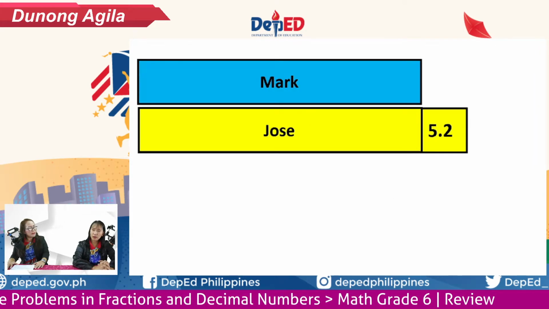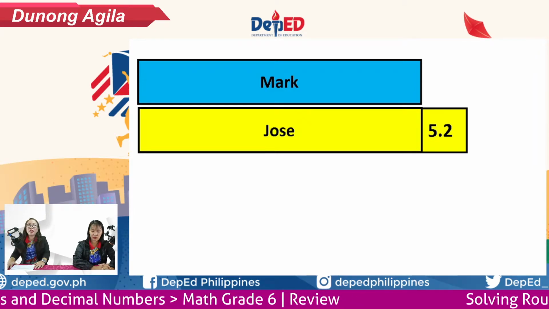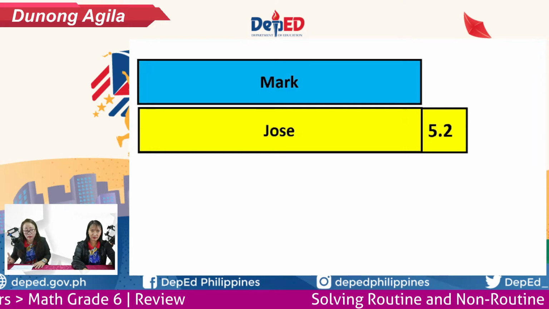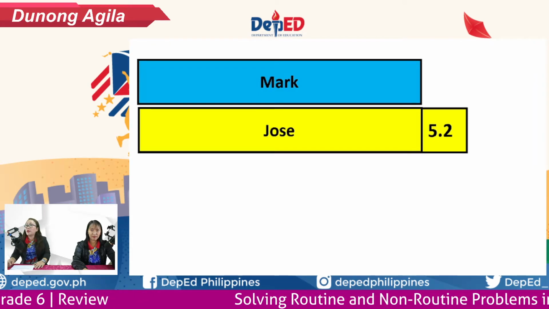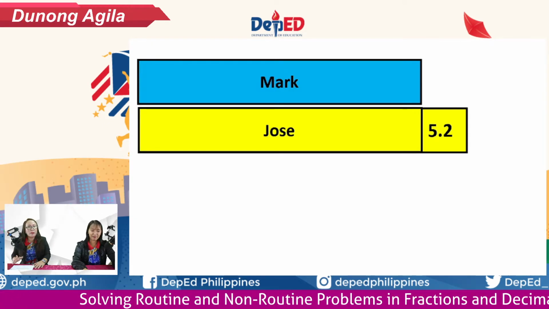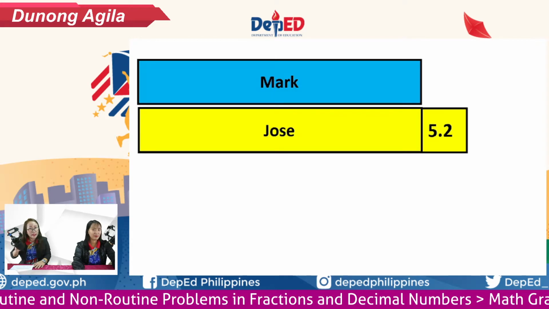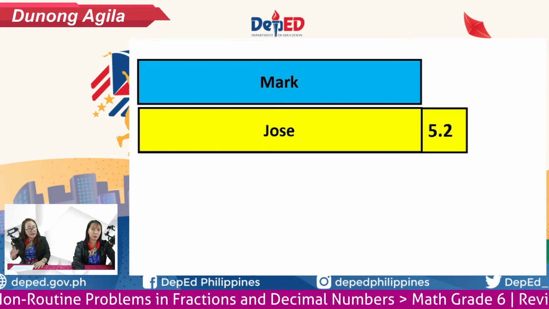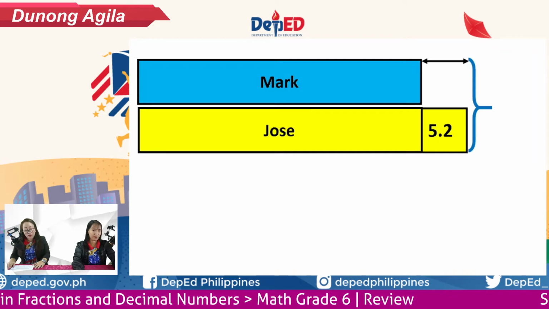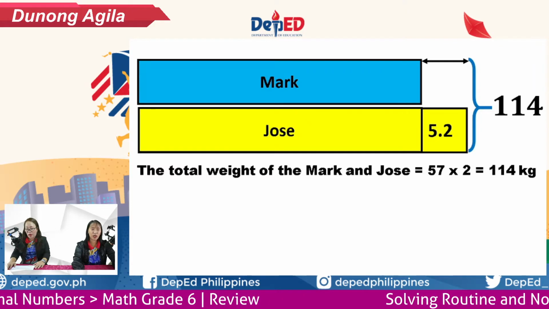So paano yan, Ma'am Nitz, makukuha natin yung kanilang weight? So, ang gagawin natin, kasi nakalagay rito, average weight. Average means what? It's division. So, we will use the inverse operation this time. Kay division yon, mag-multiply tayo. Pero ano ang multiplier natin? Dalawa sila, di ba? Jose and Mark. So, 57, we multiply it by 2 to get the total weight of Jose and Mark, which is 114 kilograms.